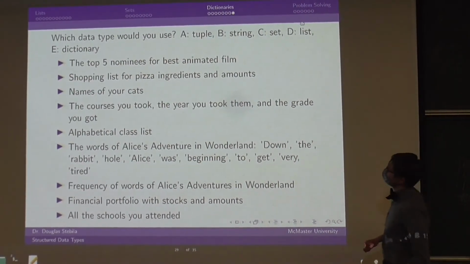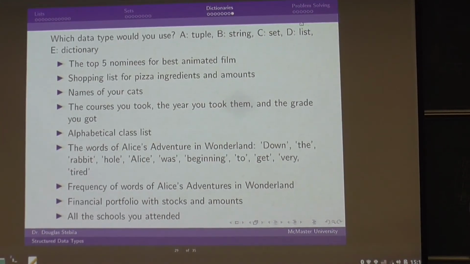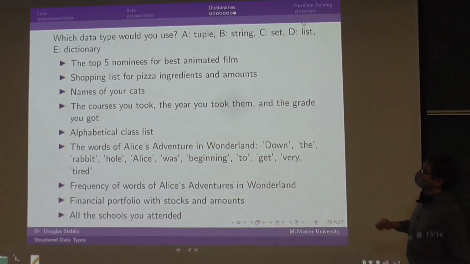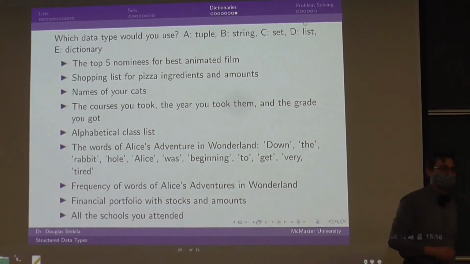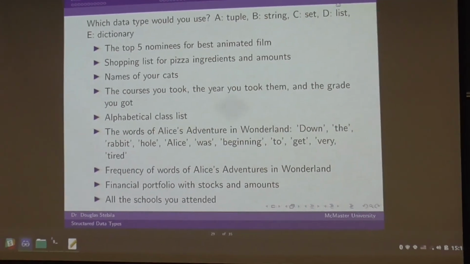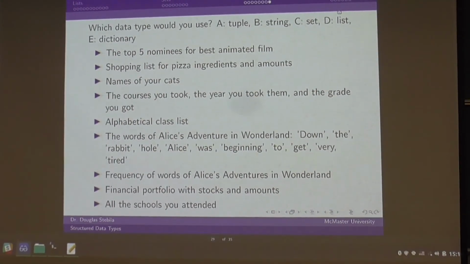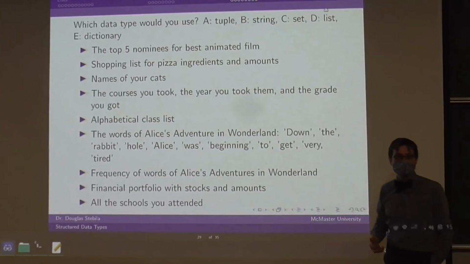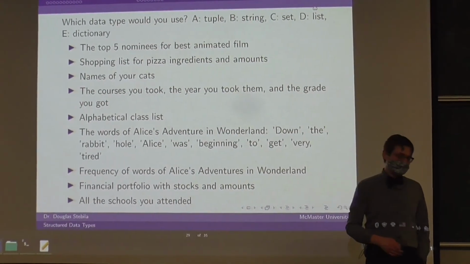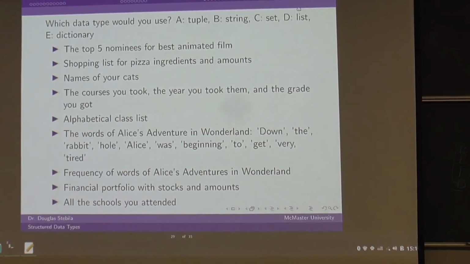Shopping list for pizza ingredients and their amounts. Dictionary. Dictionary, agreed. Names of your cats. Anybody? Yeah? List. List? Yeah, it depends on how you feel about your cats. If you have a best cat, then you have best cat, second best cat, third best cat, then yeah.